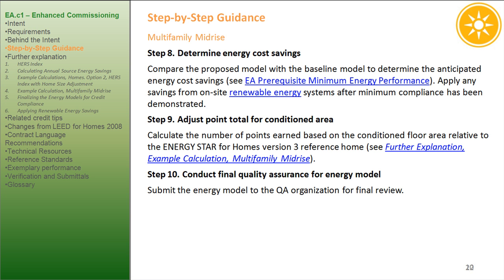Step 9. Adjust point total for conditioned area. Calculate the number of points earned based on the conditioned floor area relative to the Energy Star for Homes version 3 reference home. See further explanation, example calculation, multifamily Midrise. Step 10. Conduct final quality assurance for energy model. Submit the energy model to the QA organization for final review.